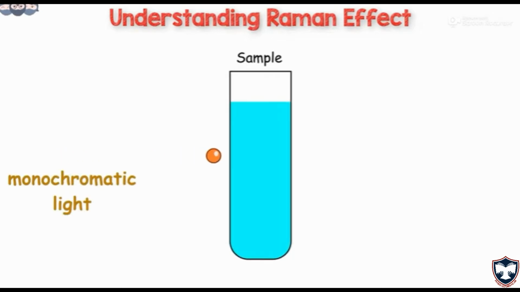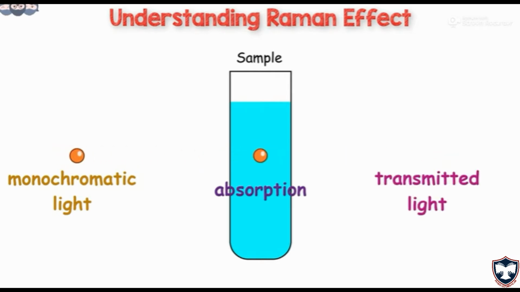When a sample is exposed to a monochromatic light in visible region, the sample absorbs light and a major portion of the light gets transmitted through the sample. However, a minute part of the light is scattered by the sample in all the directions. One can observe the scattering at right angle to the incident beam.